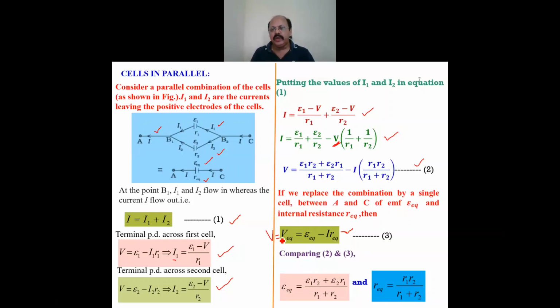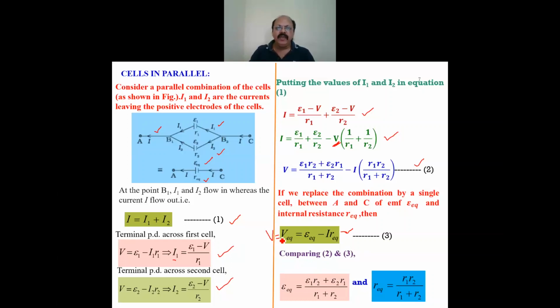Compare equation 2 and 3. You will get E equivalent equal to E1 R2 plus E2 R1 upon R1 plus R2. And R equivalent you will get R1 R2 upon R1 plus R2. So this is about cells connected in parallel.